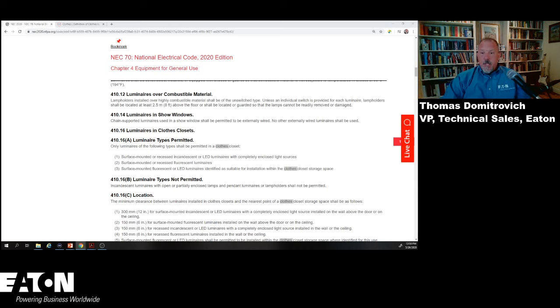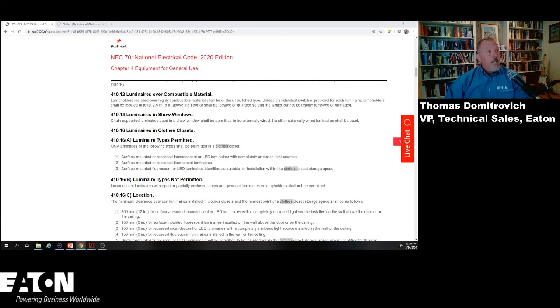Okay, how about LED tape for lighting the closet? Yeah, I mean, LEDs, there's, again, surface-mounted and recessed incandescent LED luminaires with completely enclosed light sources. So I would say LED tape, that type of strip, is very much permitted. All right. Other combustible materials, 410.11, 410.12. Veneer is not specific enough. 410.11 is not specific enough, and 410.12 goes away if I provide a separate switch for each luminaire.